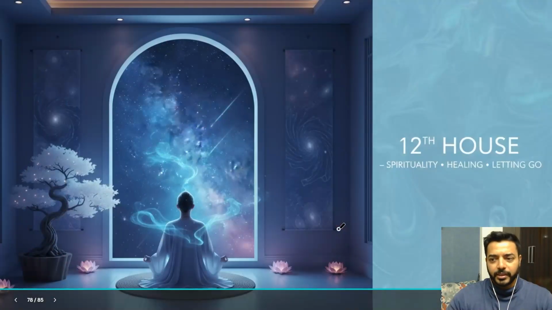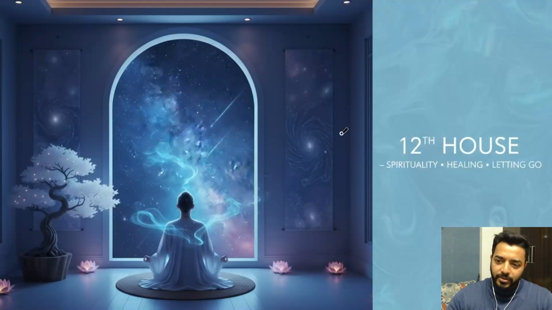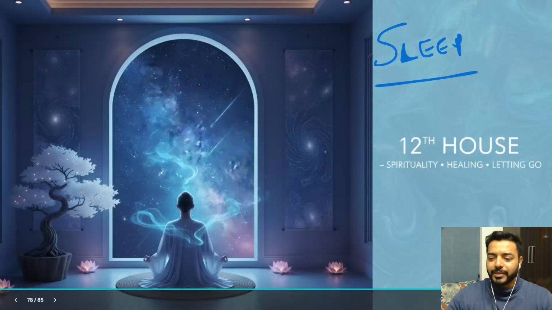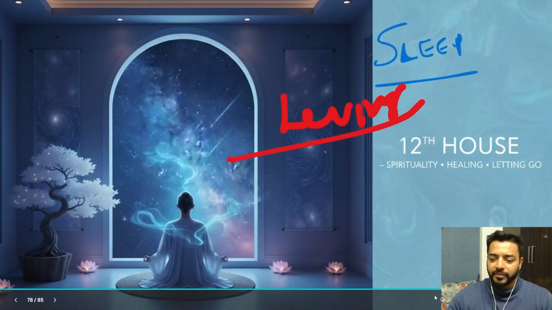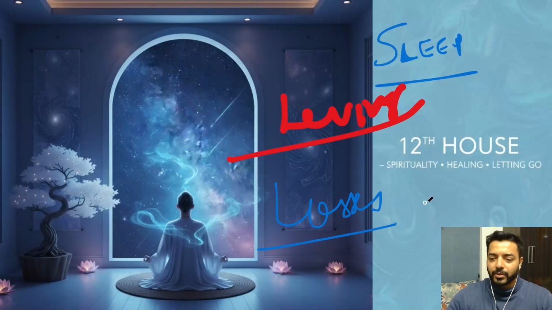Okay, so let's move to the 12th house. Now the 12th house is the last house, and what do you do at the end of each day? You sleep, right? So the 12th house is about sleep. It's about everything that you do at the end. It can also be about leaving your motherland, going to a different country and getting settled over there. 12th house is also about losses. 12th house is also about your expenditure.